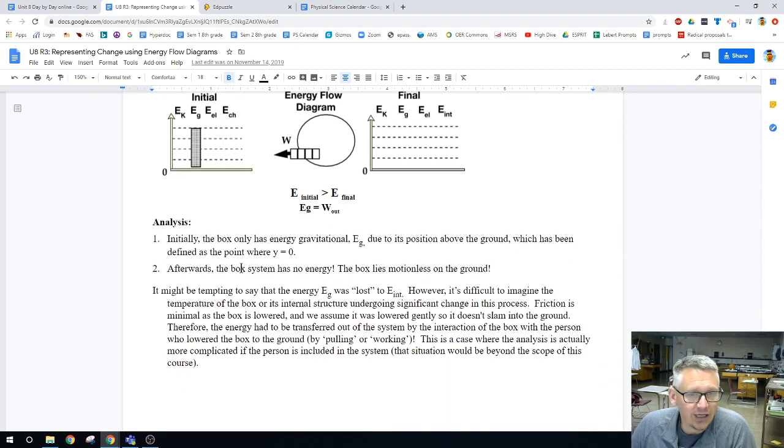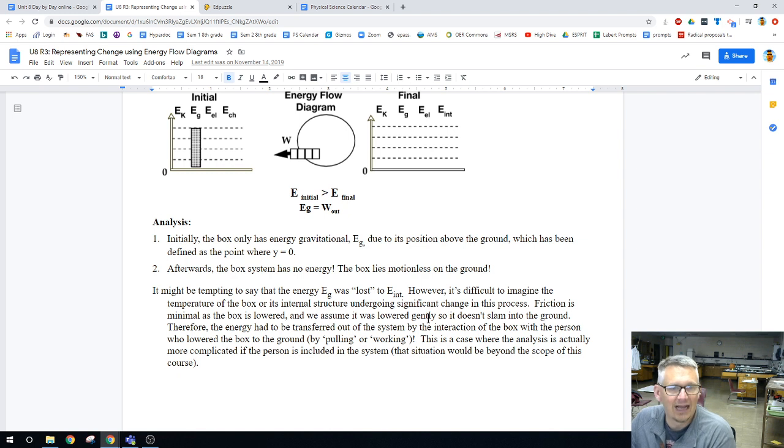Analysis. Initially, the box has gravitational energy, E sub g, due to its position above the ground, which has been defined as the point where y is equal to 0. Afterwards, the box system has no energy. The box lies motionless on the ground. It might be tempting to say that energy E sub g was lost to energy internal.